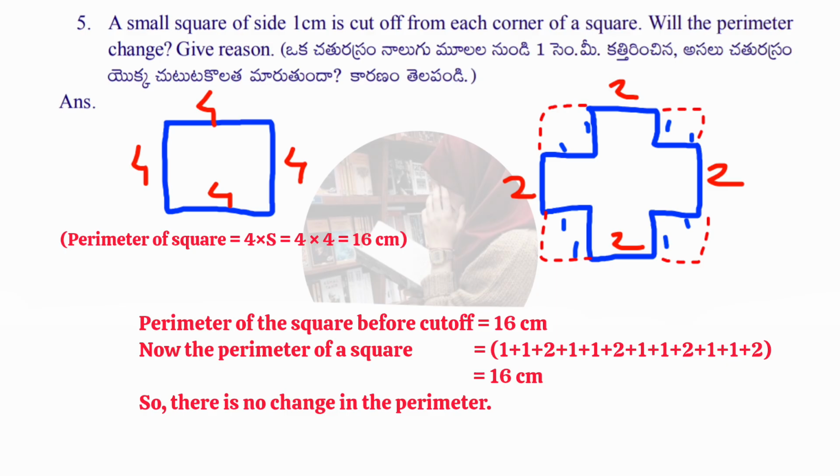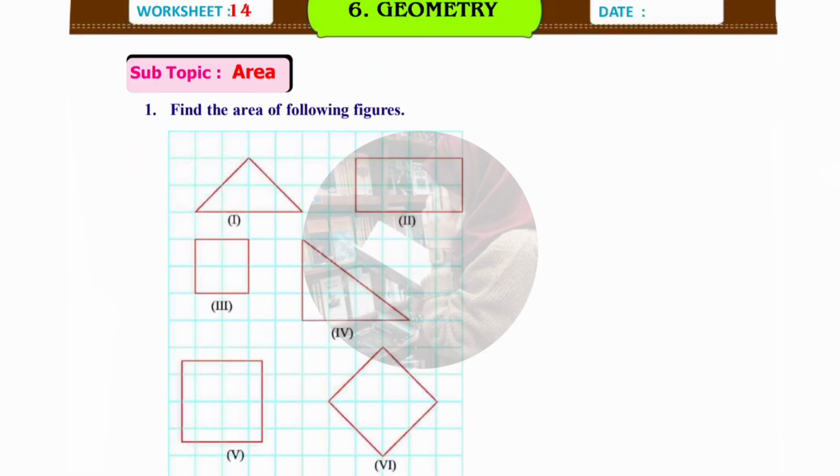Understood? Okay, this is important. Please mark it as important. Okay, let's move on to the next worksheet, worksheet number 14. Here the subtopic is area. So guys, here we are given some pictures. We need to find the areas of these particular pictures. So first picture is a triangle, then a rectangle, then a square, then a right angle. Like this we are given some pictures. We have to observe them carefully and then write down the area of each of the given pictures.